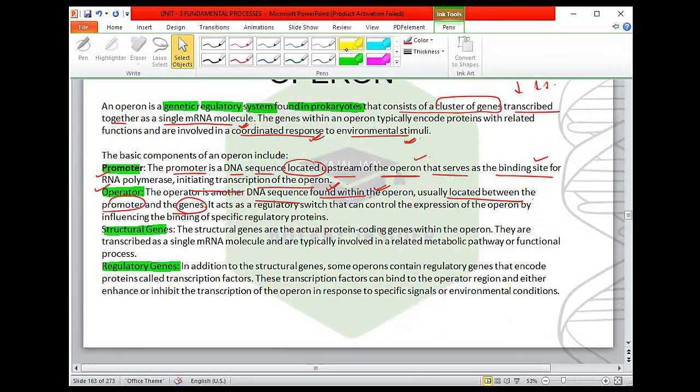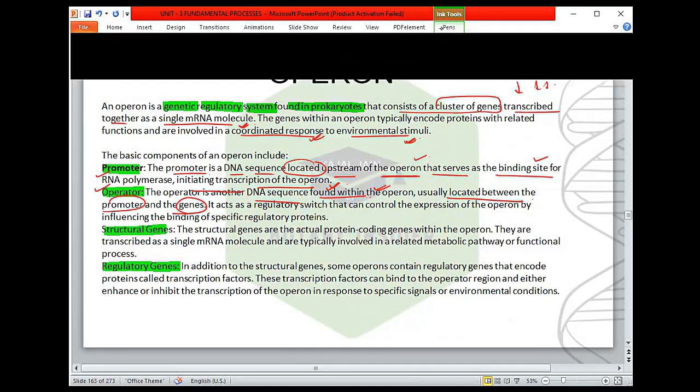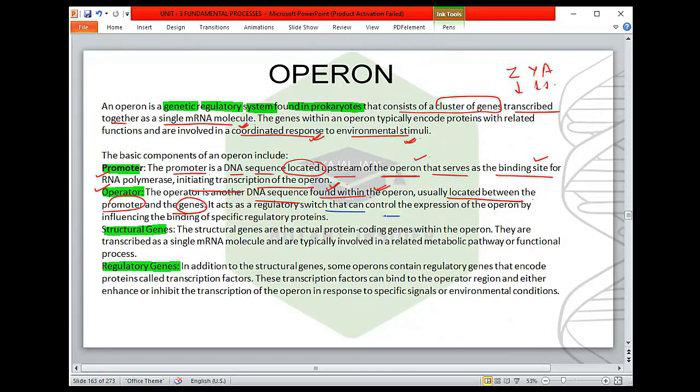It acts as a regulatory switch that can control the expression of the operon by influencing the binding of specific regulatory proteins. Then you have the structural genes. So these are the genes that are the actual protein coding genes within the operon. They are transcribed as a single mRNA molecule, and they are typically involved in a related metabolic pathway or functional process. Last is your regulatory genes.